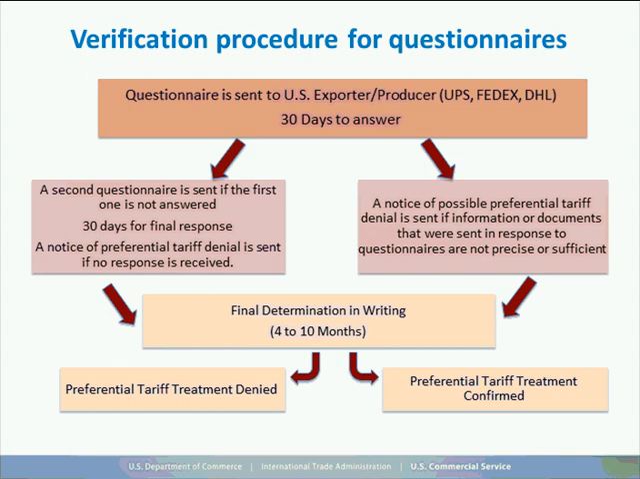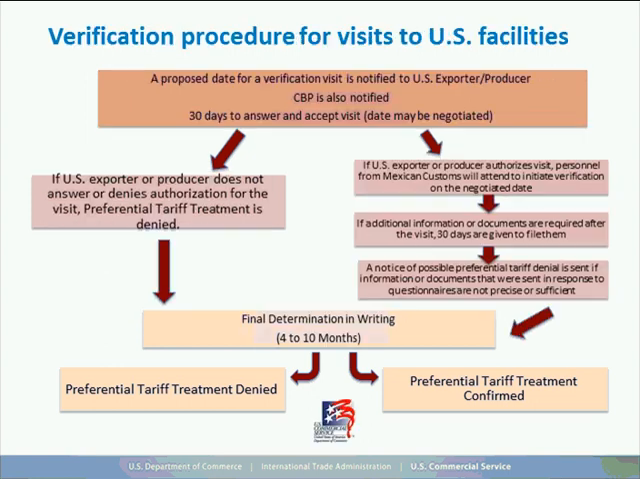And the two possible outcomes of this procedure will be the denial of the preferential tariff treatment or the confirmation of the preferential tariff treatment. And in the next two slides, we'll see the consequences of this. But before this, I want to briefly discuss the verification procedure that occurs when a visit is made to a U.S. exporter, and then we'll see the consequences of preferential tariff denial. So the next slide.